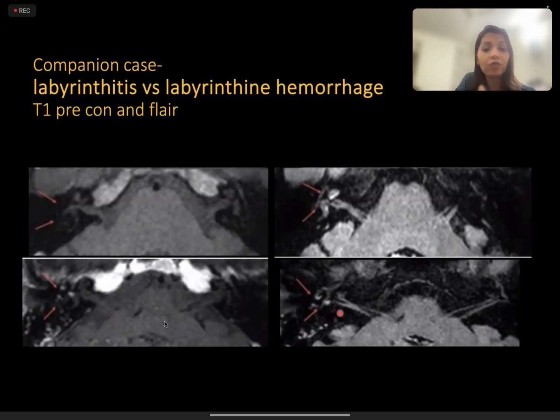So the way to differentiate is we go to the pre-contrast T1, and here we're seeing that there's high signal on the pre-contrast T1. So this is a case of hemorrhage. So this is a labyrinthine hemorrhage case. Whereas in the top one, there's no high signal on the T1. So this is a case of labyrinthitis in the acute presentation.